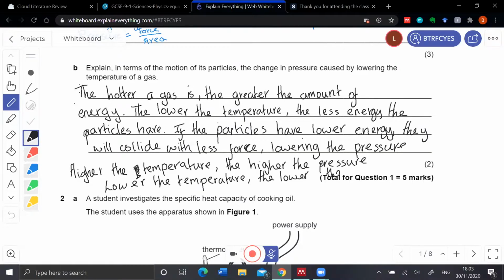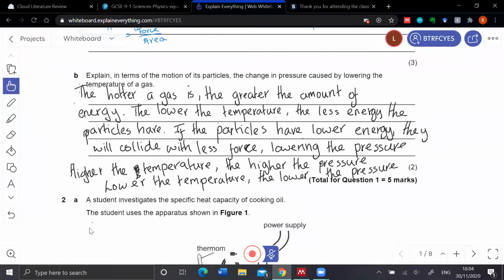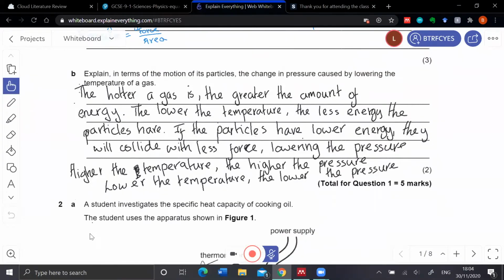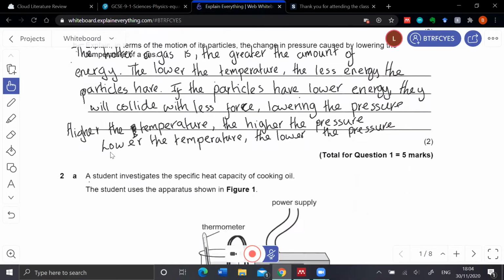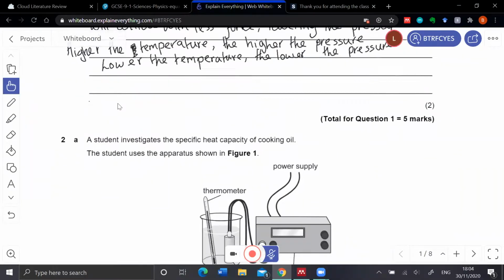Lower the pressure. Okay. Move on. Oh, it's kind of moving out of that. Let's move that down. Okay.